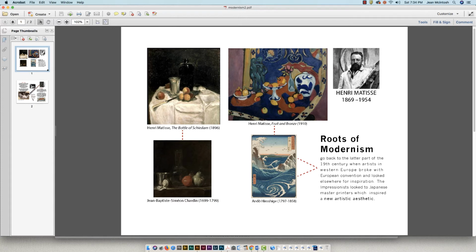And they looked to the Japanese printmaster Hiroshige and his woodblock prints. So to get from the first painting to the second painting, there was a little bit of Japanese woodblock printing involved.